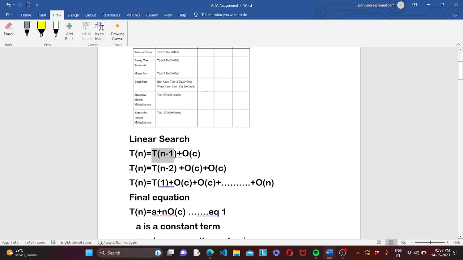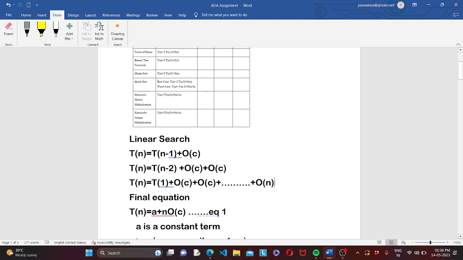So we will get T(n) = T(n-2) + O(c), and this O(c) will be copied here as O(c). So instead of T(n-1), we have substituted T(n-1-1), so it will be n-2, plus O(c), and plus O(c) from the above equation. Now this O(c) from the previous equation we have copied here, and in general we can simplify T(n) up to T(n-1). So T(n) is equal to T(1), this becomes our T(1), plus O(c). O(c) will be n times. We will have n times.